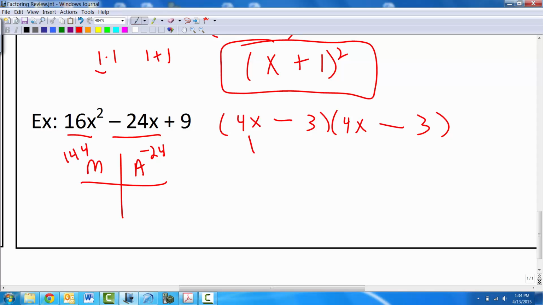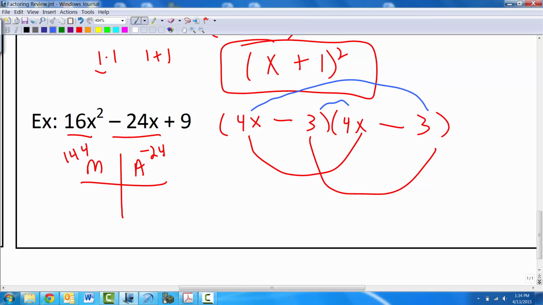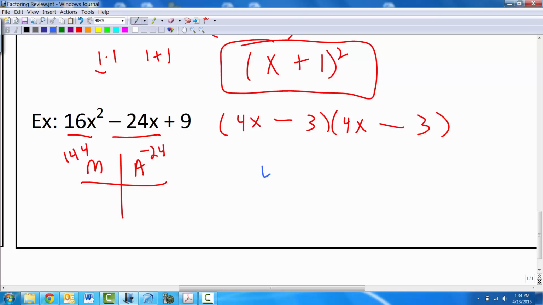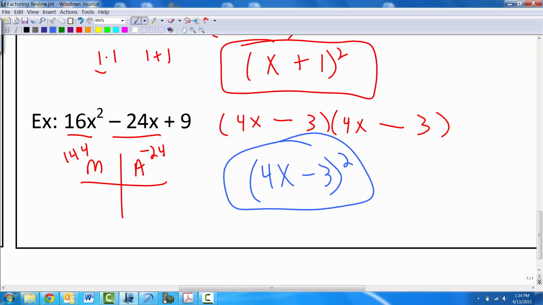Absolutely, it works. What's 4x times 4x, everybody? 16x squared. What's negative 3 times negative 3? 9. And then what happens to the middle term? It doesn't cancel. Heck no. What's 4x times negative 3? Negative 12x. What's negative 3 times 4? Negative 12. What's negative 12x plus negative 12x? Negative 24x. So actually, this is 4x minus 3 squared.